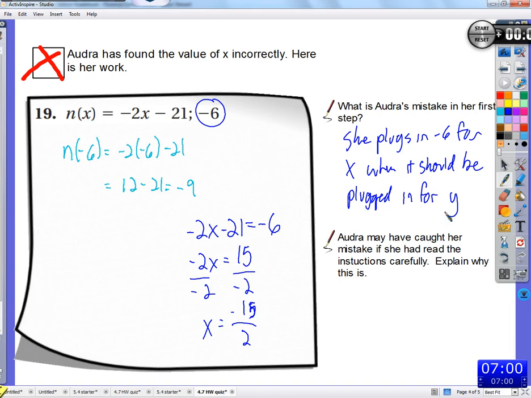This question, I don't know how good this question is. Some people were well last time, but I'll ask it anyway. If she had read the instructions carefully, she might have caught her mistake. It tells her what she's supposed to find. Let's put the instructions back in here so that we can look at it. Look at what she wound up with. What about that tells you, after reading the instructions, at the end you should have found negative 6 for your answer.